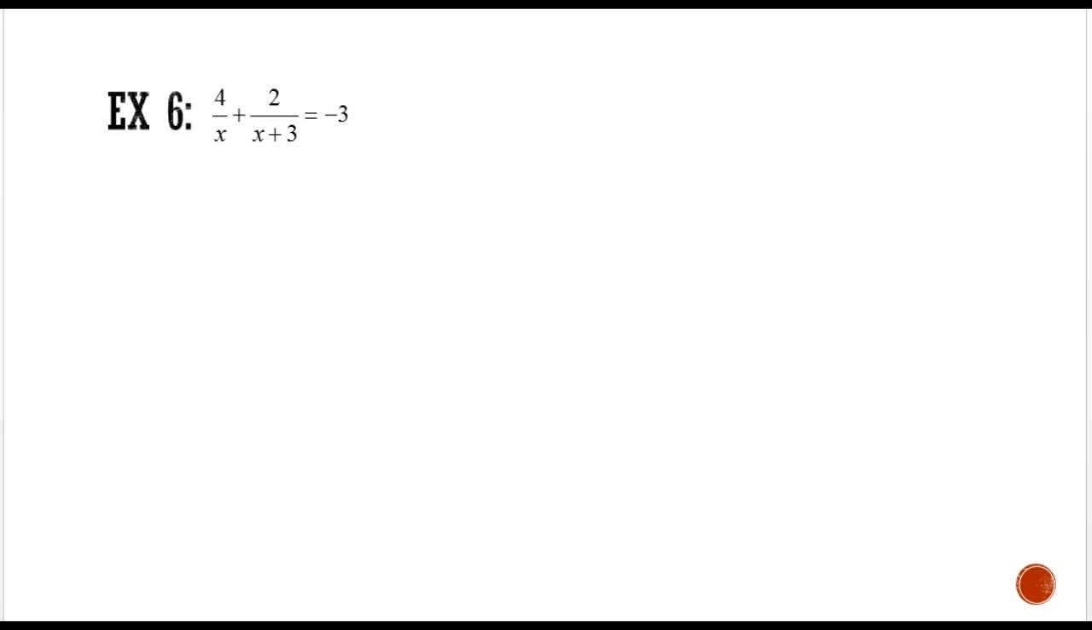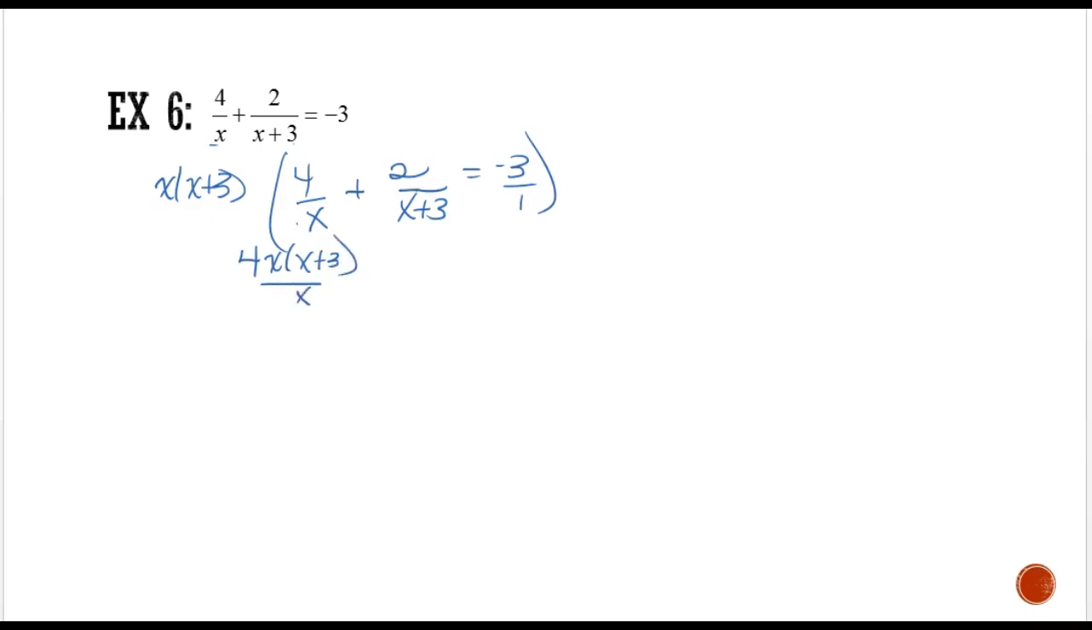Last example. All right? Let's try this. Okay, so I would multiply by the product of these two, so it would be x times x plus 3 all the way through this. All right, so let's do this. If I multiply that, I'm going to end up with 4x times x plus 3 over x plus 2x times x plus 3 over x plus 3 equals negative 3x times x plus 3.